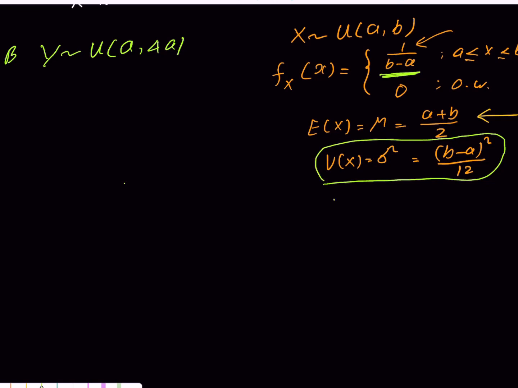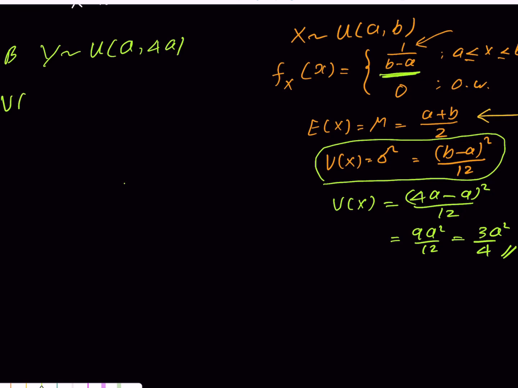We know the variance of X is (b minus a) to the power 2 over 12. Sorry, it is actually (b minus a) squared. So in our case, 4a minus a is 3a, then 9a squared over 12, which is 3a squared over 4. So that is the answer. But they are asking us to use integration. So we know the variance, you can use the definition or you can use the formula.